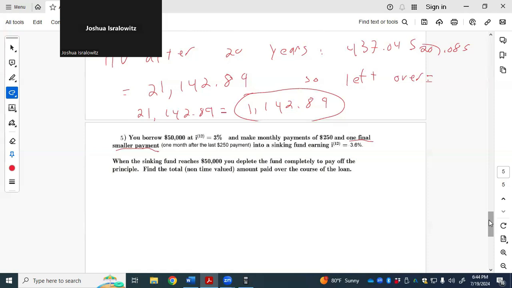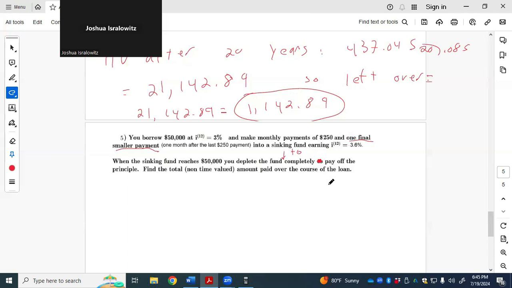When the sinking fund reaches 50,000, excuse me, you deplete the fund. I should have put the word to. Sorry, that was a little weird. That typo, I missed that typo. I apologize if this was confusing. You deplete the fund to completely pay off the principal. So nothing new. It's just the normal sinking fund explanation, basically.